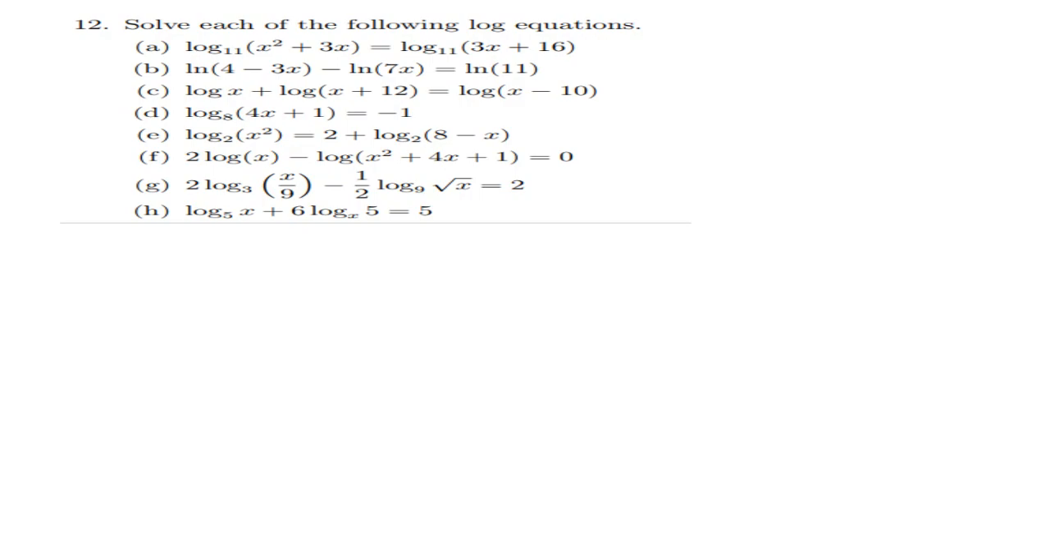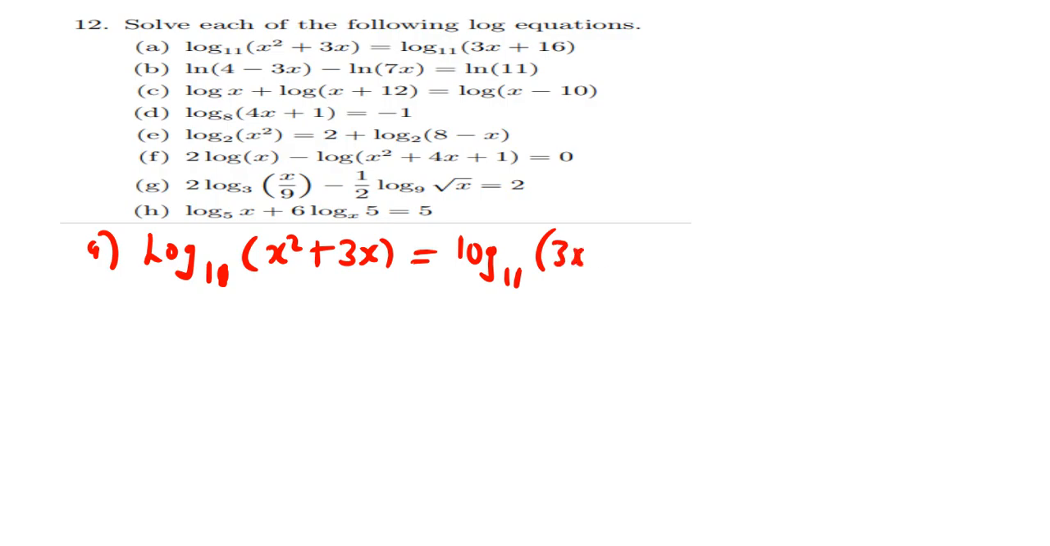So what do we have? We've got a, which is log, the base is 11, of x squared plus 3x, is equal to log, the base is 11, of 3x plus 16. So this is our question. Since the logs are equal on both sides and the base is the same, I'm just going to equate what we have. So we are going to have x squared plus 3x is equal to 3x plus 16.